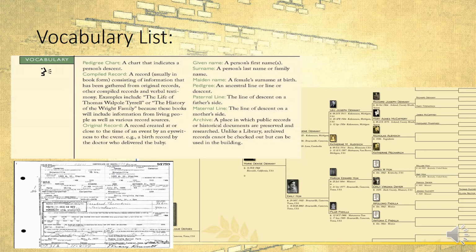Given name, a person's first name. Surname, a person's last name or family name. Maiden name, a female's surname at birth. Pedigree, an ancestral line or line of descent. Paternal line, the line of descent on a father's side. Maternal line, the line of descent on a mother's side. Archive, a place where public records or historical documents are preserved and researched. Unlike a library, archive records cannot be checked out, but can be used within that building.